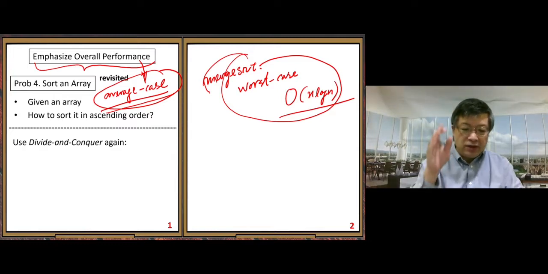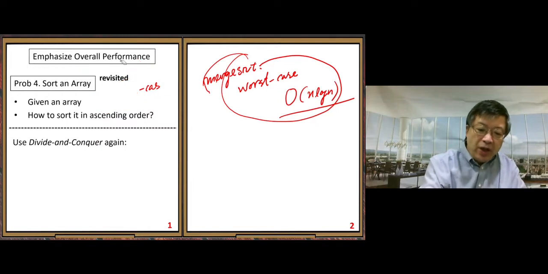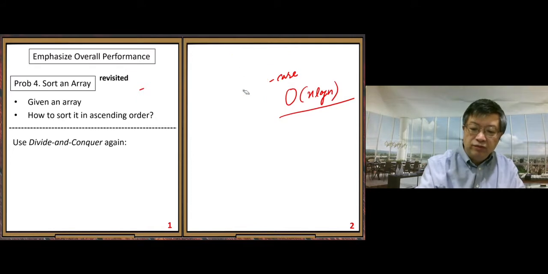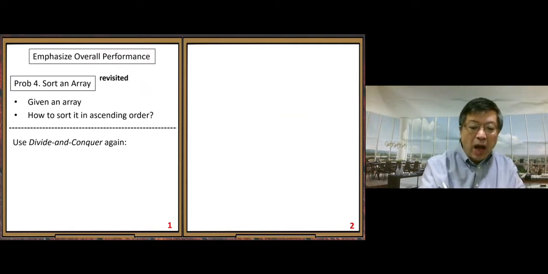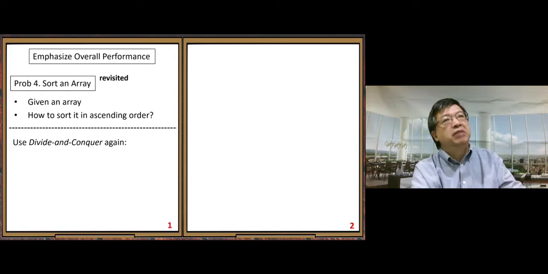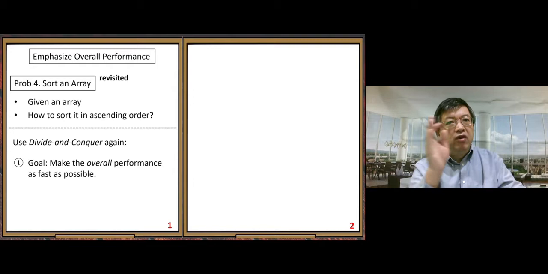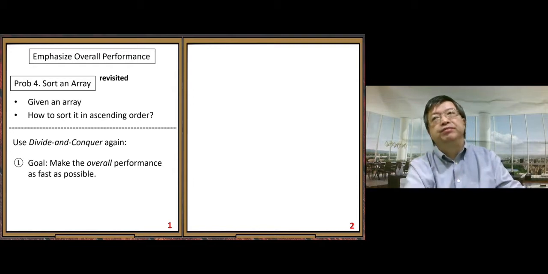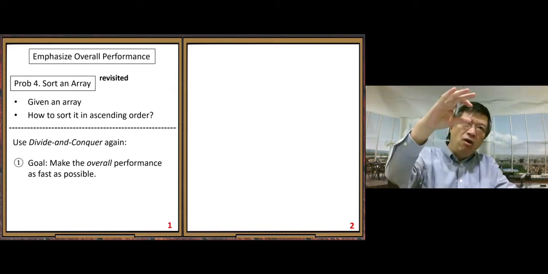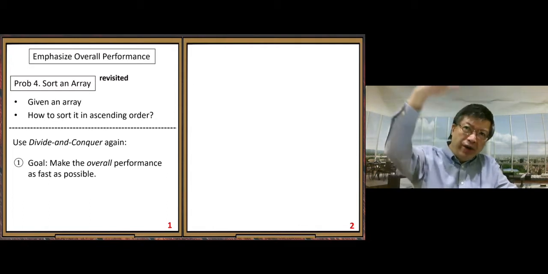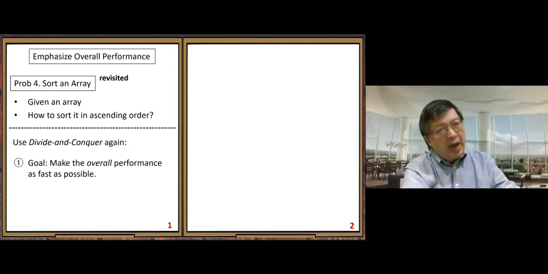All right, so let's look at the idea. We use the divide and conquer approach. But how do we use it? That is an issue. Here we want to look at the details. First, we know the goal: make the overall performance as fast as possible. But that goal is pretty abstract, right? How do you achieve that goal?